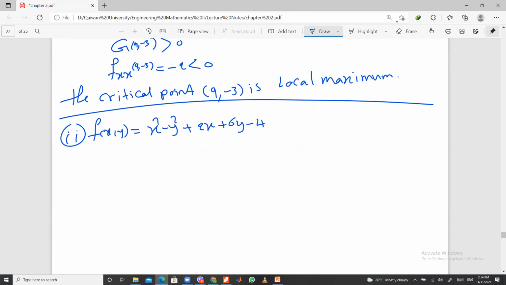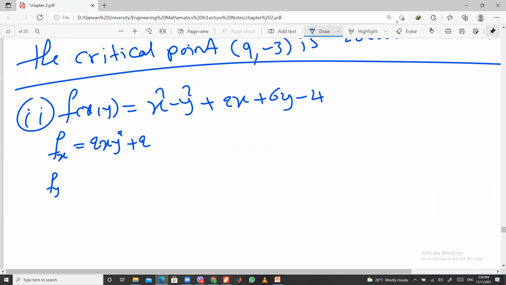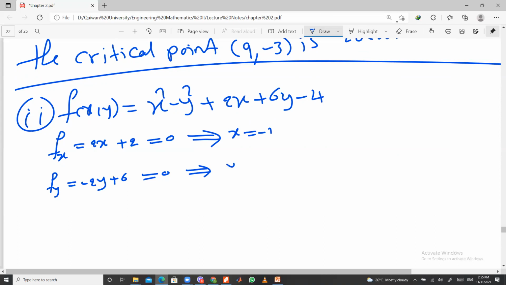Okay. Here we say to find the critical points first, what do we do? We first find f sub x. F sub x is 2x plus 2. Sorry, I thought that was multiplication. It's not, it's a difference. Here we get 2x plus 2. And for finding f sub y, we get minus 2y plus 6. We set both equal to 0. From this one, we get that x is minus 1. And from this one, we get that y is 3.